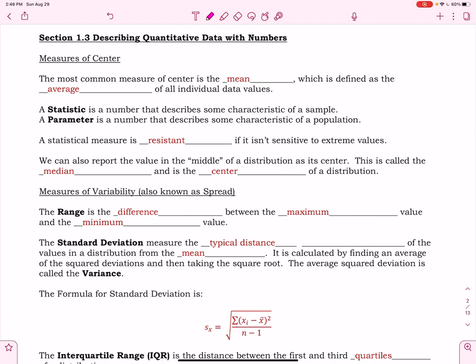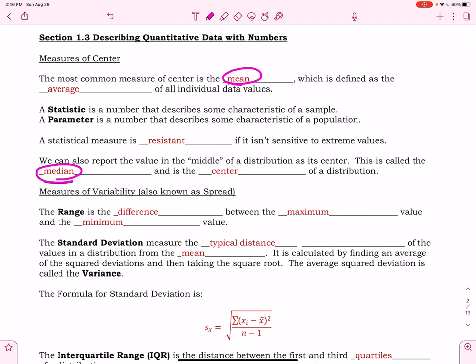Hello AP Statistics. In this video, we're still in Unit 1 and we are talking about more specific measures of center and spread for quantitative data. So we're going to get a lot more specific in this video than we have in our other ones. When we talk about the measures of center, there are two common measures of center that we are going to deal with in AP Statistics. We're going to talk about the mean, and we're also going to talk about the median.